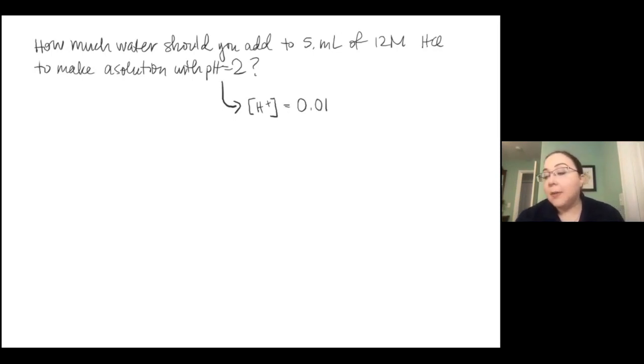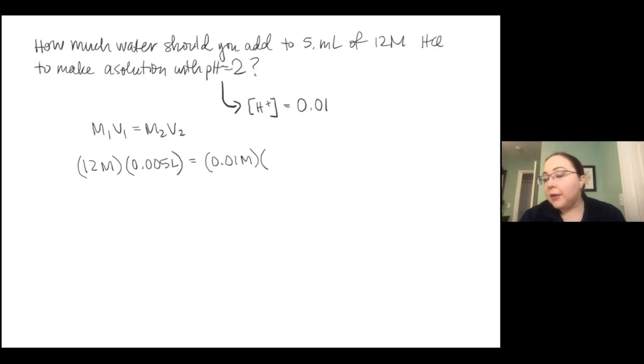So now I can use my M1V1 equals M2V2, the dilution equation. I've got 12 molar times 0.005 liters, or 5 milliliters, and I want it to be 0.01 molar times X liters. We don't know how many. When I solve for this, I'll get X equals 6 liters. And my question asks how much water should I add? So that would be 5.995 liters.